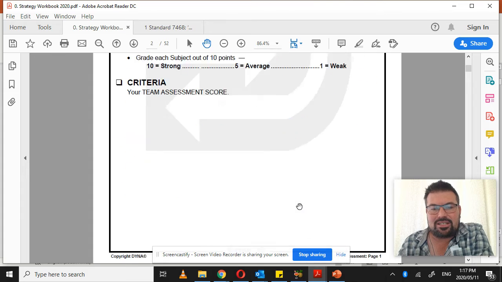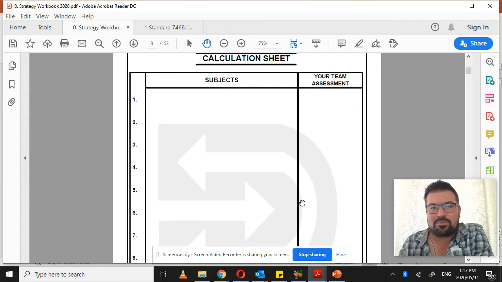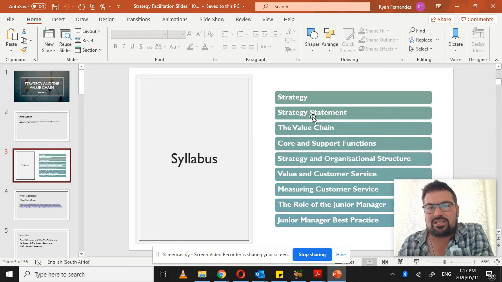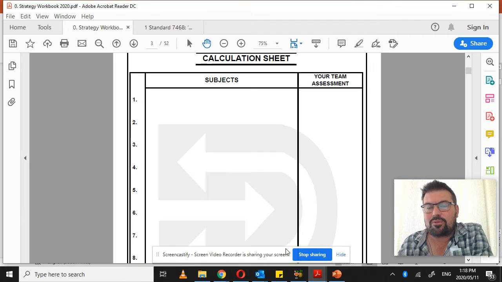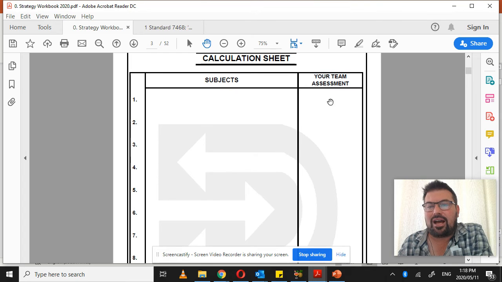Okay, so you will see on your third page there is something called a calculation sheet. So let me make it a little bit smaller. Calculation sheet, and it says there, put in your subjects. So your subjects, let's take a look. Strategy statement, value chain, core and support functions, strategy and organizational structure, value and customer service, measure and customer service, the role of a junior manager, and junior manager best practice. So you take all of those, you can pause this video at this point, but then you go to your workbook, you put in all those subjects, all right, and then you're going to give yourself a rating of how well you understand those subjects.